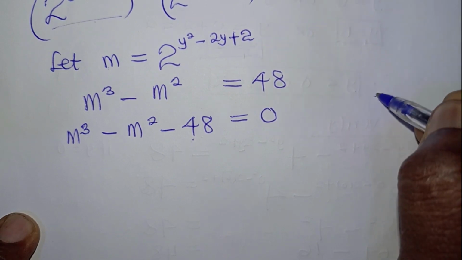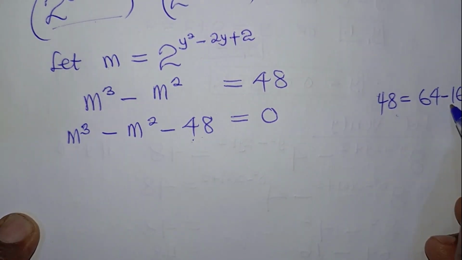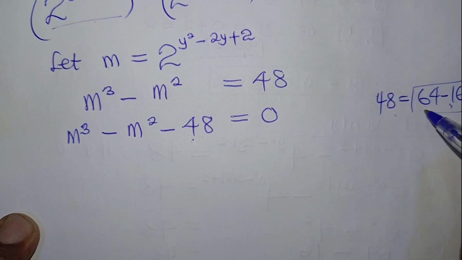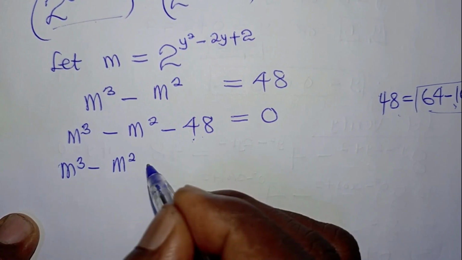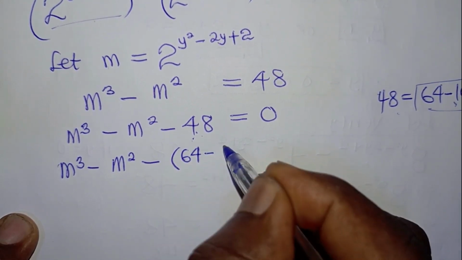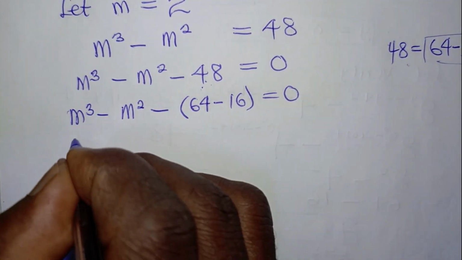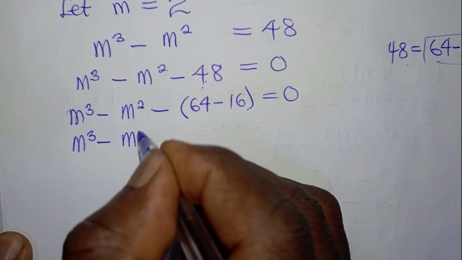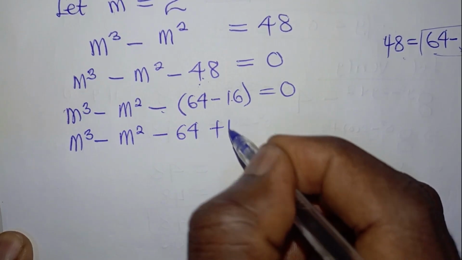The 48 can be written as 64 minus 16. 64 minus 16 will give us 48, right? So we can replace that in here. We have m to the power 3 minus m squared minus, remember, the 48 is the same as 64 minus 16, equals 0. Right. So let's open the brackets. That gives us m to the power 3 minus m squared minus 64, minus minus becomes plus 16, equals 0.